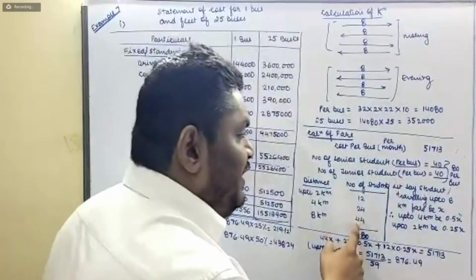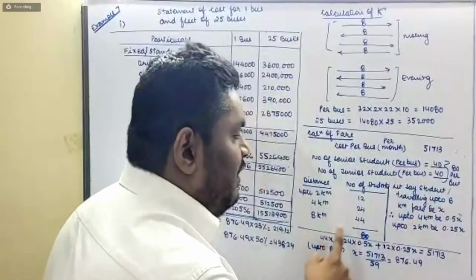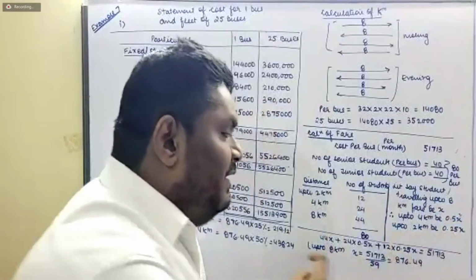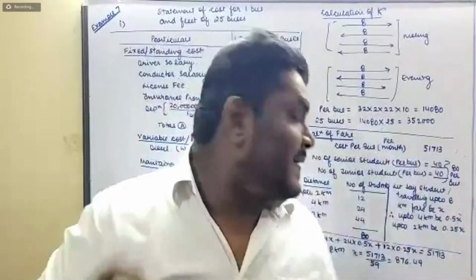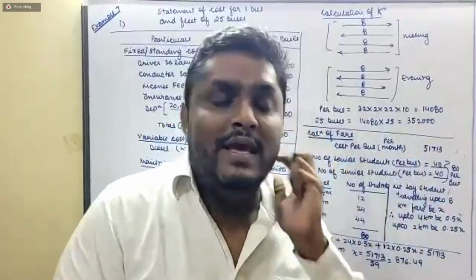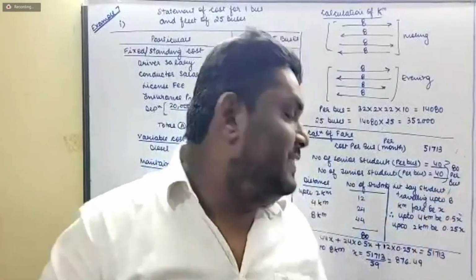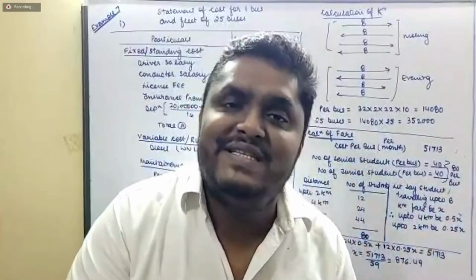So 44 into the fare, 24 into the fare, and 12 into the fare. This total should be equal to 51713. The total will come to 51713. So what will be the value of X? That is 876.49.